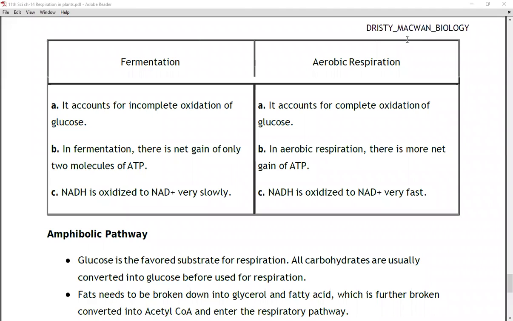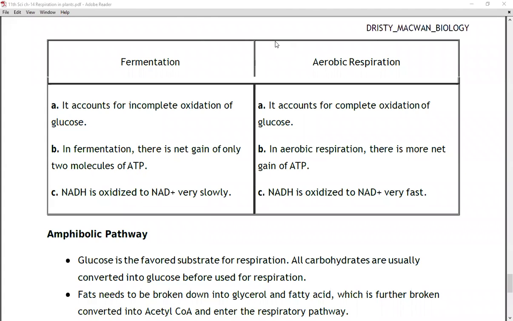Today we are going to see 11th science biology, and we are going to resume chapter 14, that is respiration in plants. We have already covered so many topics of this chapter, and yet we are going to see the last topic of this chapter, right? And today, before starting with the main topic, first we will see the difference between fermentation and aerobic respiration, right? So we have seen these two of them in detail, right?